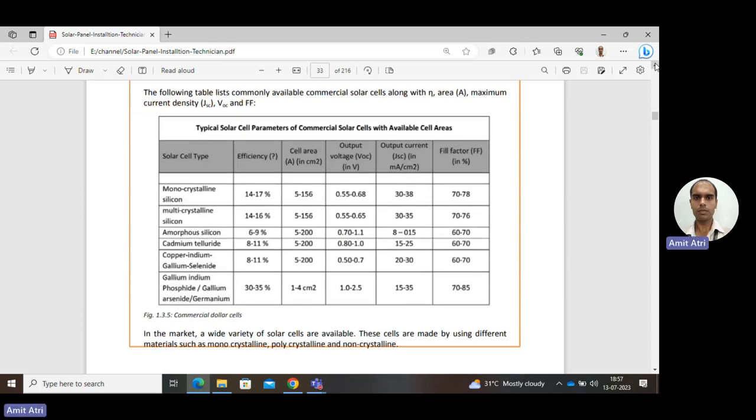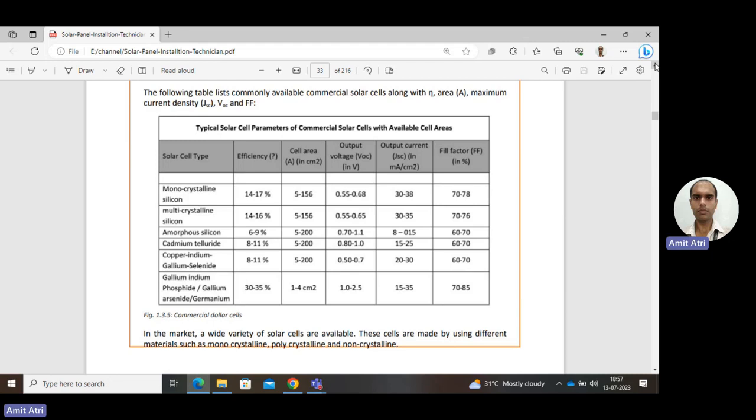Now different parameters, which are for different types of solar cells. The first one, monocrystalline solar cell, efficiency we have discussed. Then cell area, 5 to 156 centimeter square. Open circuit voltage 0.55 to 0.68. Output current, the short circuit current, 30 to 38 milliampere per centimeter square. Fill factor 70 to 78 percent.